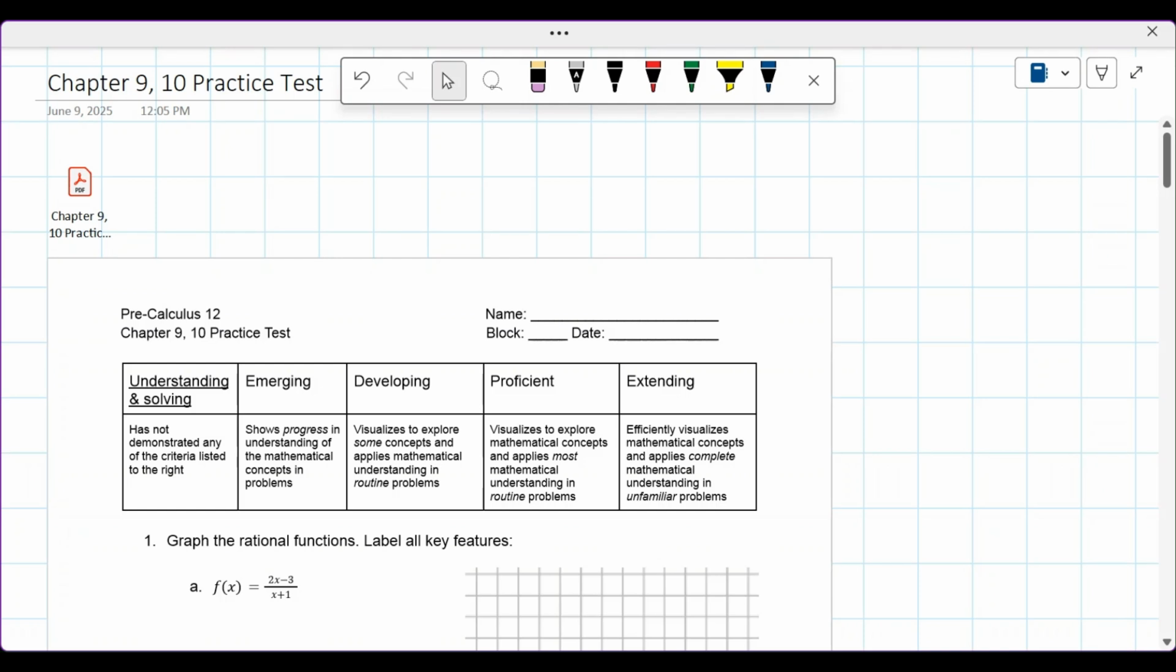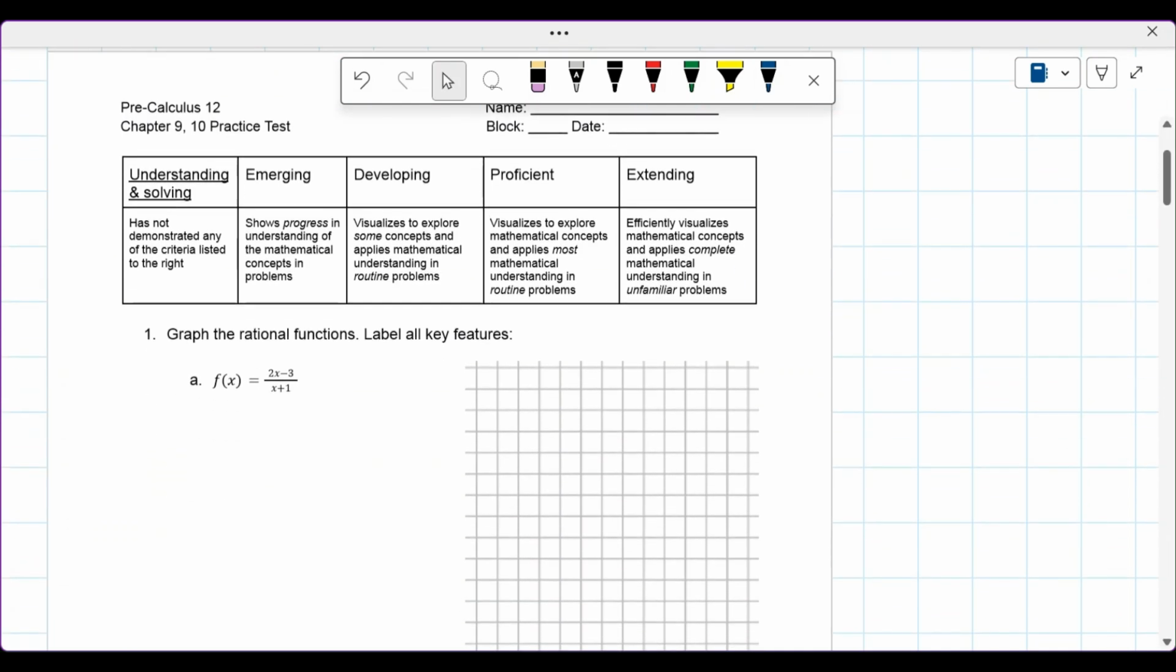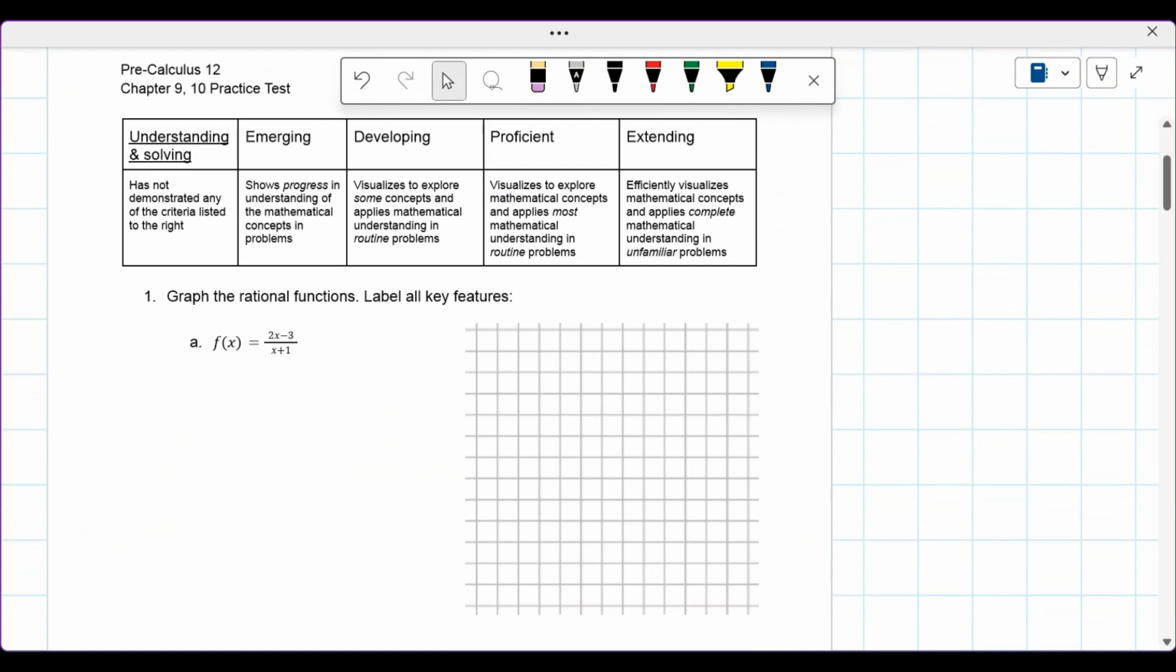Alright, so in this video, we'll be going over the chapter 9, 10 practice test. First question, graph the rational functions and label all key features. The first thing that I'm going to do is, well, this is a linear over linear case, so there's nothing to be factored, so I'm just going to find the key features right away.